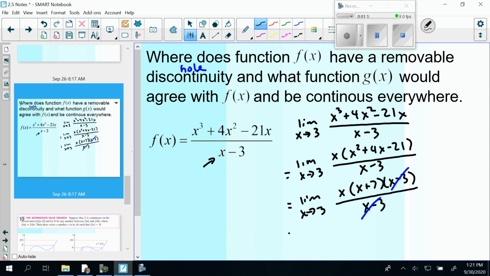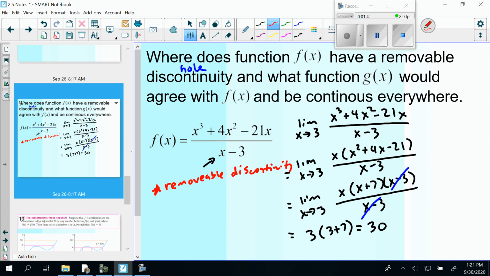If we continued solving and now plugged in 3, it looks like we get 3 plus 7 is 10 times that is 30. So at x equals 3, we should get it to equal 30. So there is a removable discontinuity at x equals 3, or a hole.